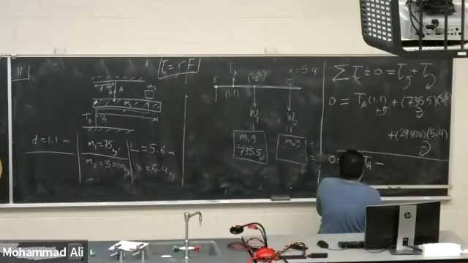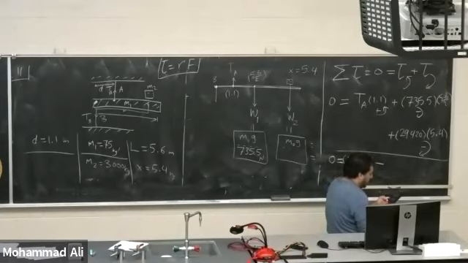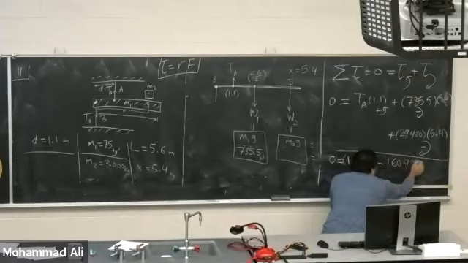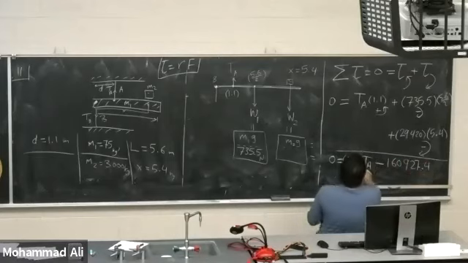Minus eight 735.5 multiplied by half multiplied by 5.6 plus, in this, the 5.4, minus 160,927.4. This is equal to this.